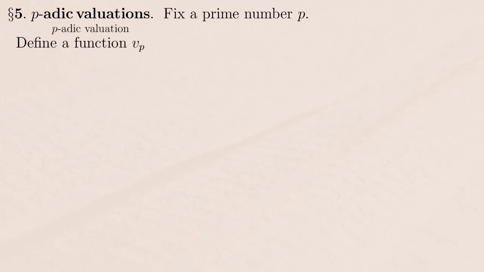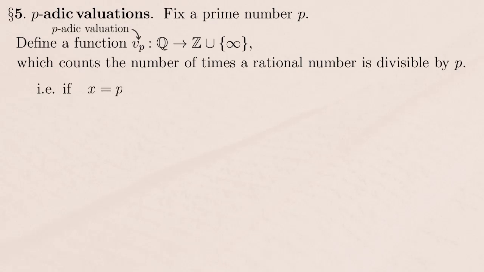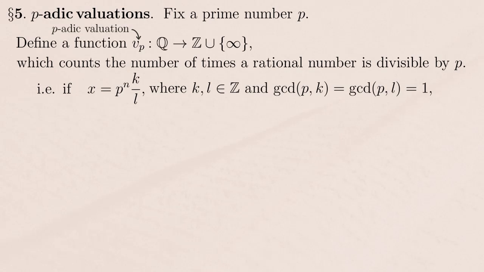Section 5. P-adic valuations. Fix a prime number p. I'm going to define a function v subscript p, called the p-adic valuation function, from the rational numbers to the integers union an extra element that I'll call infinity. Informally speaking, this function counts the number of times that a rational number is divisible by p. So let's suppose that the rational number x is p to the n times k over l, where k and l are both integers and p is co-prime to them both. Then v_p of x is just that exponent n.